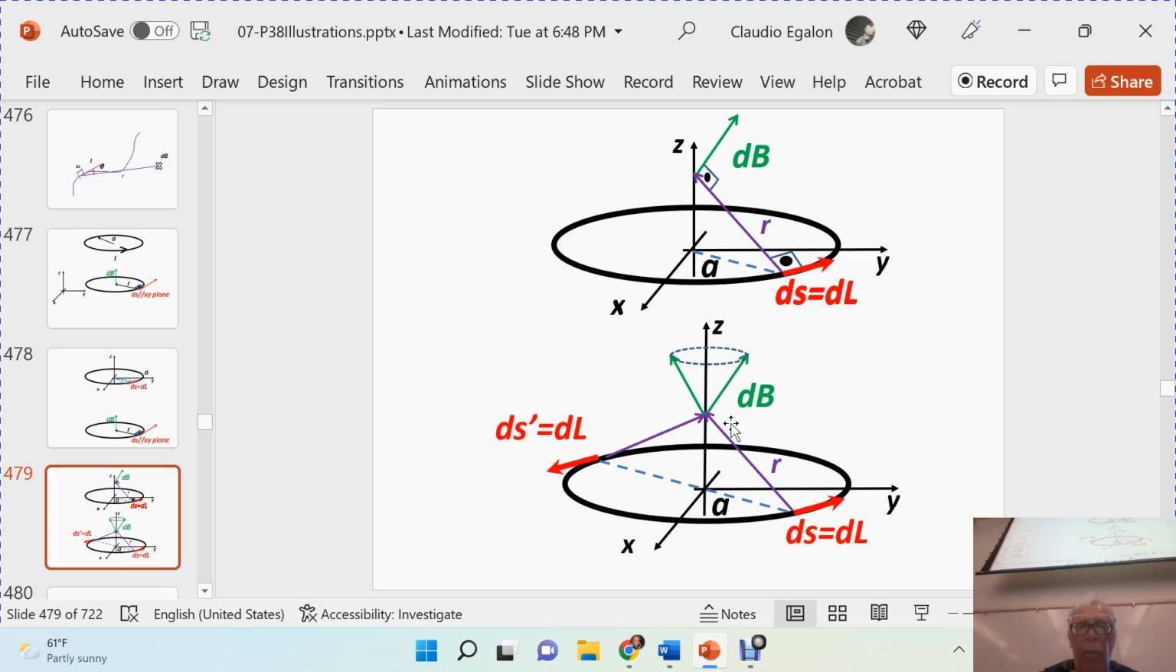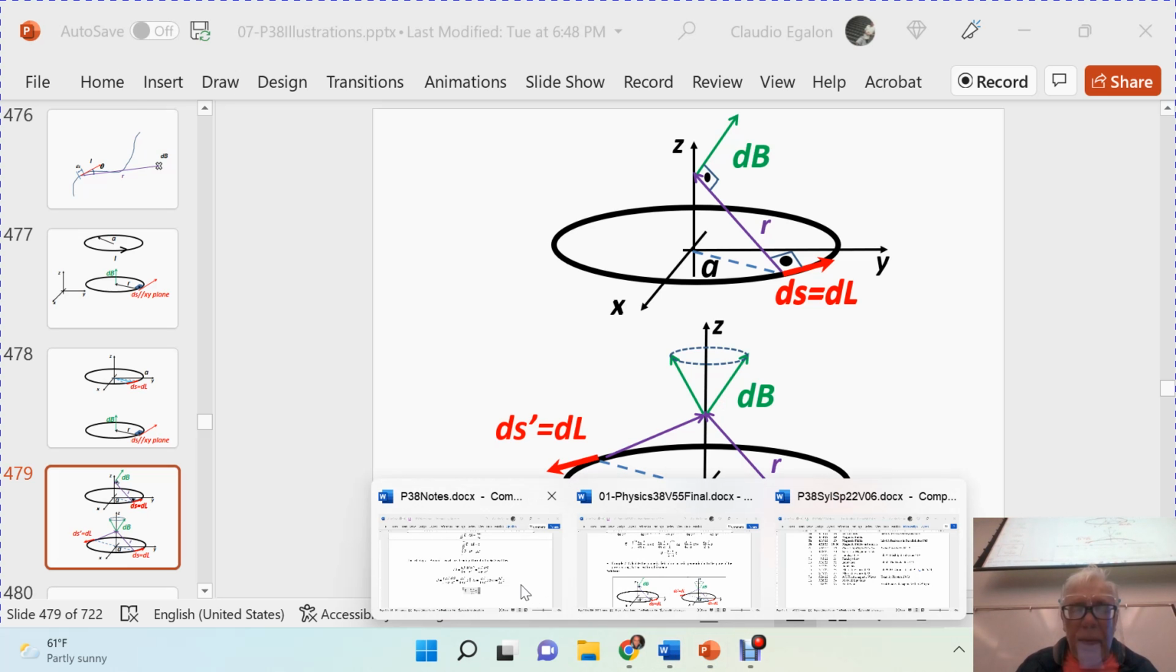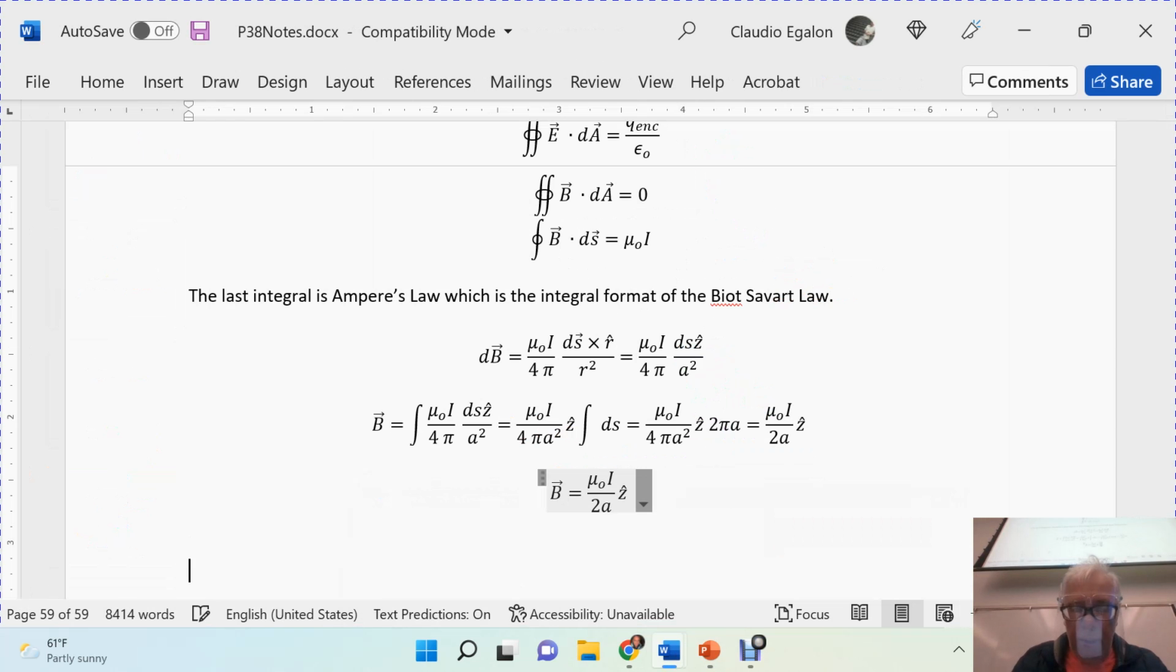Okay, so now this angle here is going to be what? The cosine of this angle is going to be A over R, angle X. Okay, so looking at the figure, now repeat this calculation for any point along the z-axis.